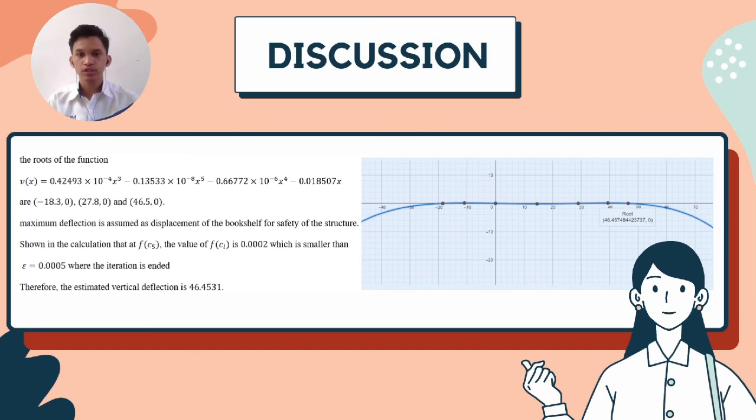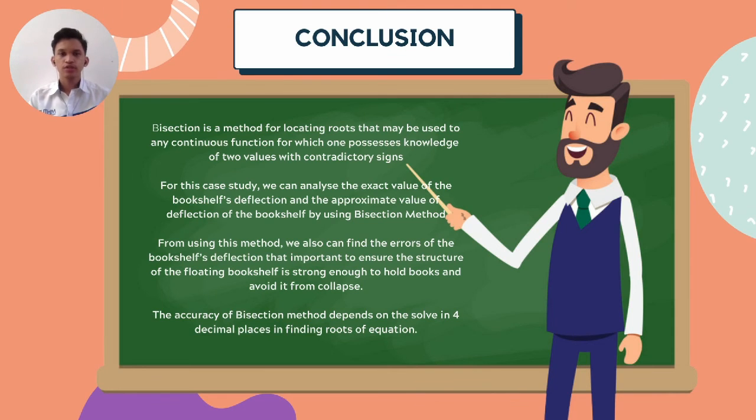Maximum deflection is assumed as the displacement of the bookshelf for the safety of the structure. The calculation shows that at the 5th iteration the value of f(c) is 0.002, which is smaller than 0.005, where the iteration ends. Therefore, the estimated vertical deflection is 46.4531.